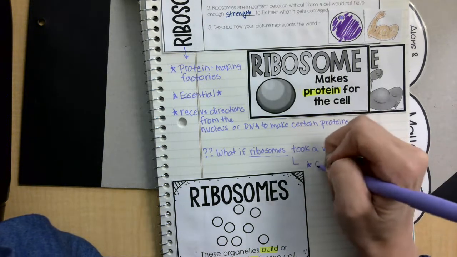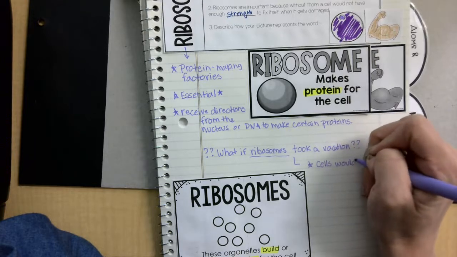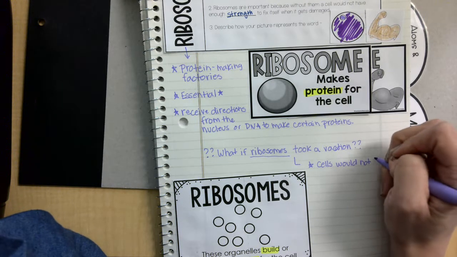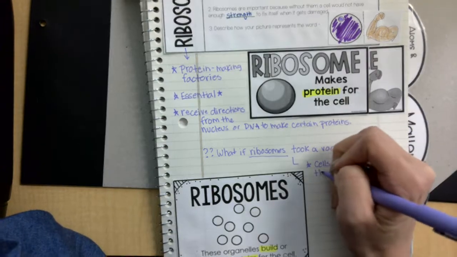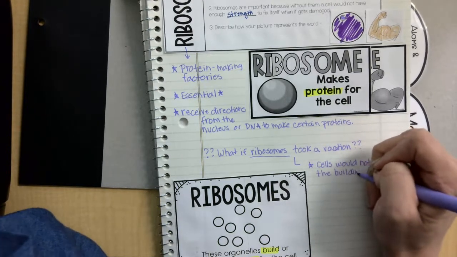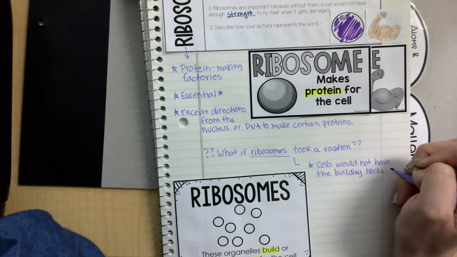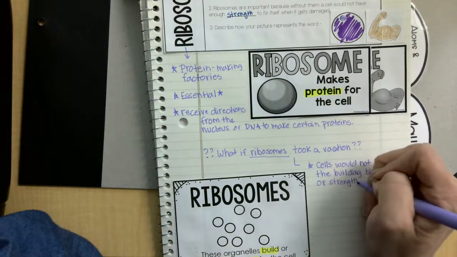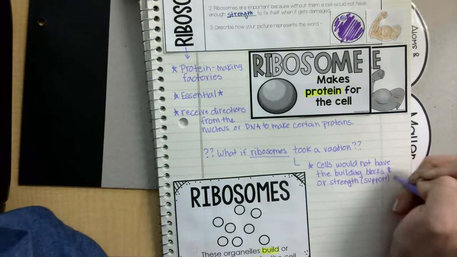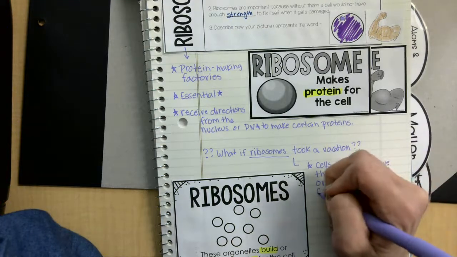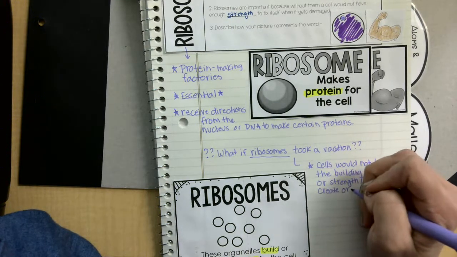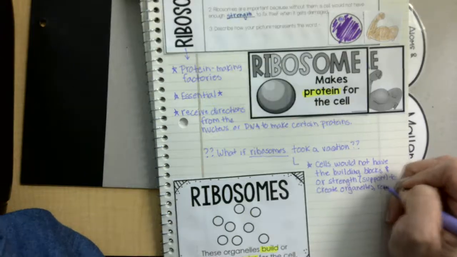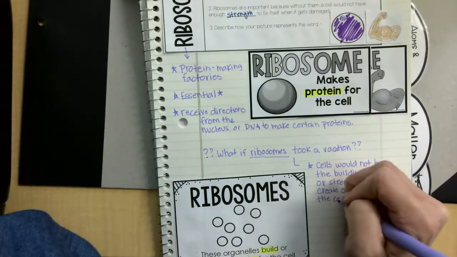But we're going to say that cells would not have the building blocks or strength. You could also say support, you pick, to create all the other organelles. Repair the cell or grow.